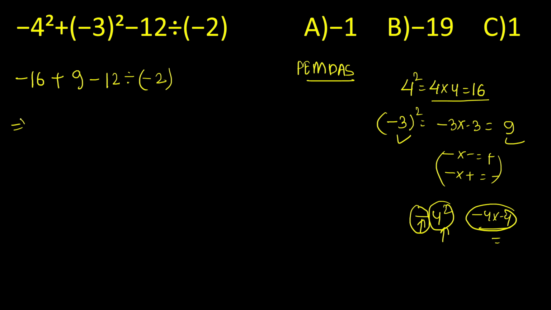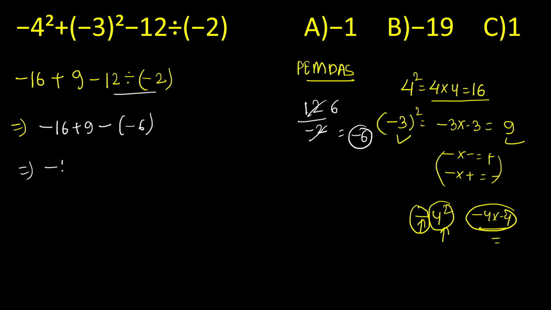This is a simplified version. Now we have actually 3 or 4 operations that you are seeing, and the highest priority is this division. So we will simply divide this. We will write minus 16 plus 9 minus this division. This will be what? 12 divided by minus 2, which gives result minus 6 here. So we will simply write minus 6 here, or we can say minus times minus, which gives result plus. So we will write plus 6 here.